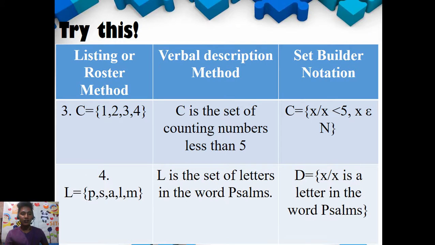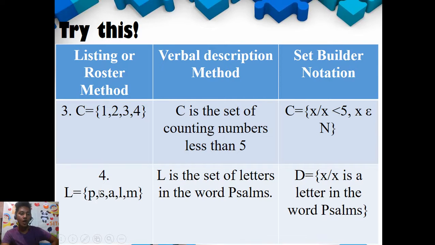Another one, set C. We have 1, 2, 3, 4. The verbal description method: C is the set of counting numbers less than 5. When we talk about counting numbers, the numbers that we are counting, are we going to include 0? Is that a counting number? No, it's not. Next, set builder notation. C is equal to {x | x < 5 and x is an element of N}. Okay, I'm going to discuss this one. x is an element of N, and here is the symbol for integers. We all know that 1, 2, 3, 4 are all integers. So x is an element of N. Did you understand? We have two conditions. It is less than 5, right? And the next, x is an element of N. You need to define that these are integers.